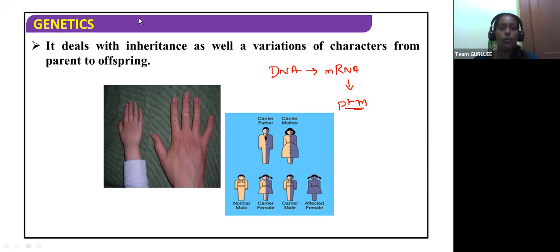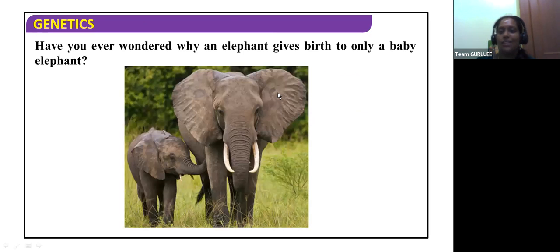So we are Homo sapiens sapiens. We are not the same Homo sapiens who existed 10 million years ago or so. We are a subspecies of the human who existed 10,000 years ago or 50,000 years ago, because we are not the same. We have accumulated a lot of variation in our DNA, right? So this deals with the inheritance as well as the variation of characters from parents to offspring. This is really interesting.